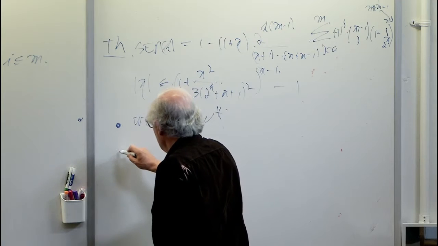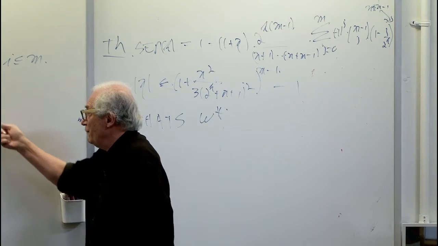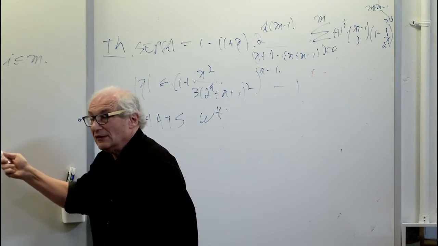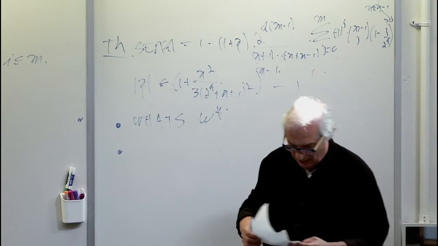The second thing you have to do, that's what makes life easier, is that you have to figure out what this is. I did an example. I wrote down an example.